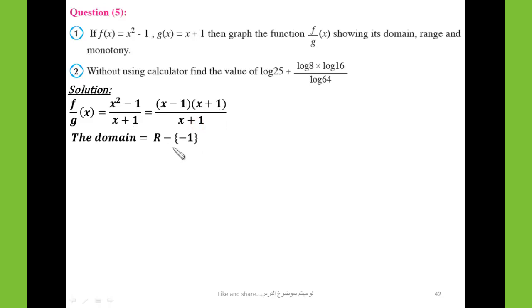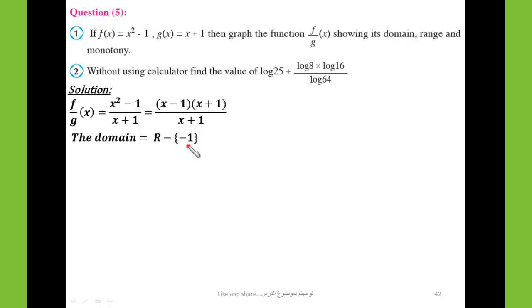And we write the domain of the fraction. The domain equals R difference {-1}, because when you put x equals -1 in the denominator, you get 0 in the denominator, and division by 0 is meaningless. So the domain equals R difference {-1}. And this is the first requirement, the domain.